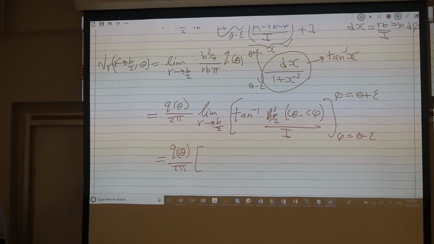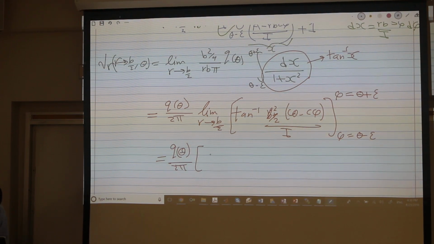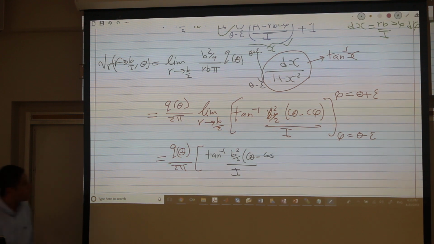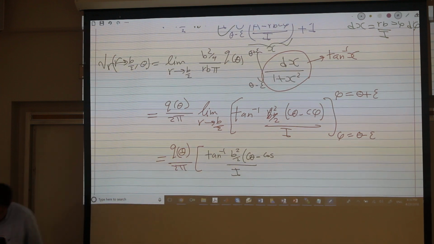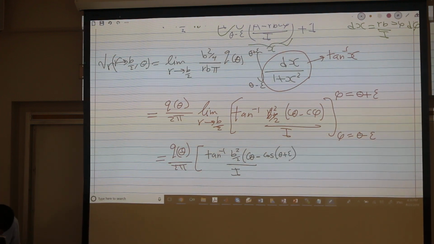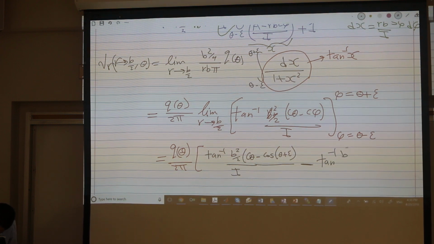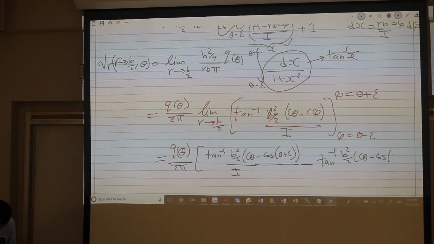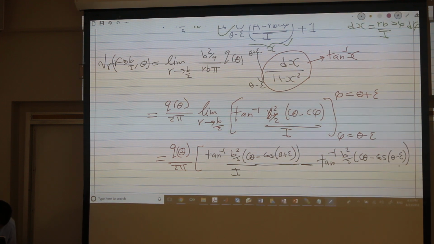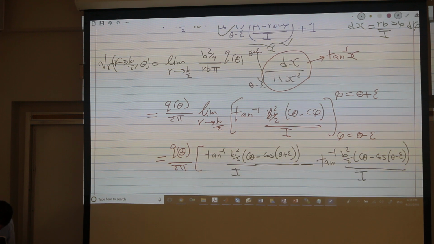Let's get this. Tan inverse of b squared over 2 over I, times cosine theta minus cosine, I'm substituting for phi. Here is theta plus epsilon, minus the other limit, cosine theta minus cosine theta minus epsilon, over I.